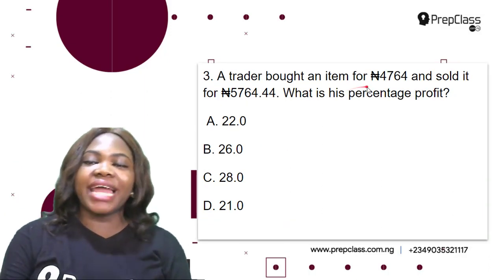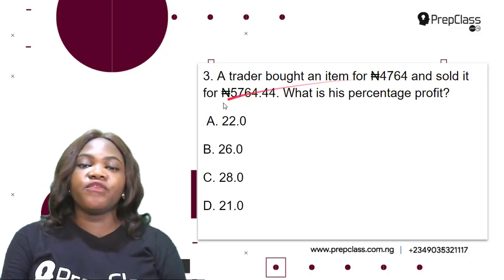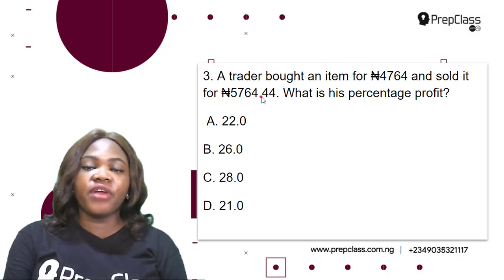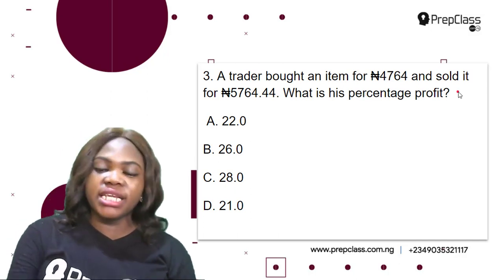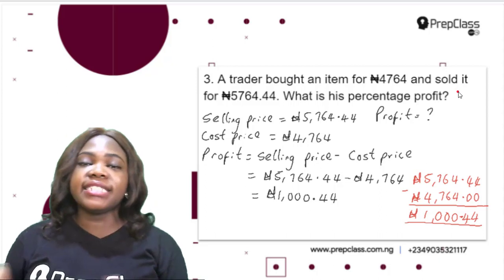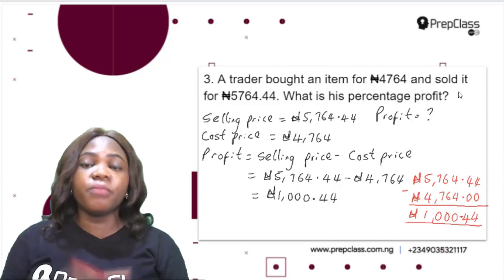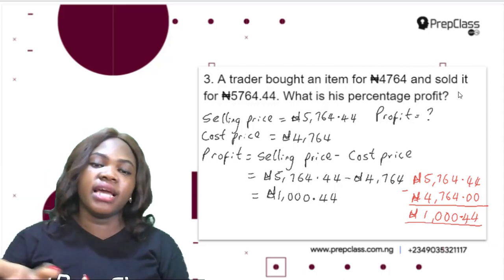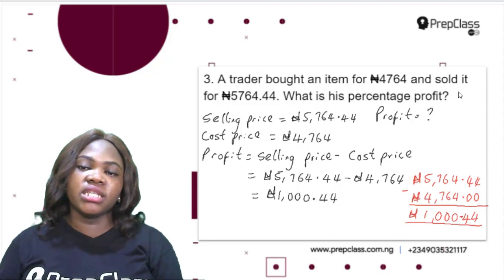A trader bought an item for 4,764 naira and sold it for 5,764 naira 44 kobo. What is his percentage profit? So this question is similar to question 2, except that here we are given the cost price, but we're not given the profit. So we have to find the profit here before we can find the percentage profit.